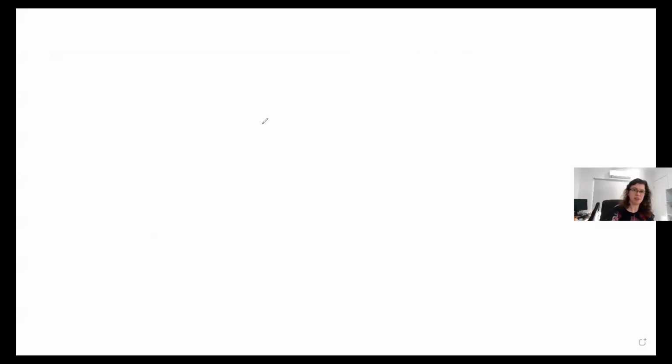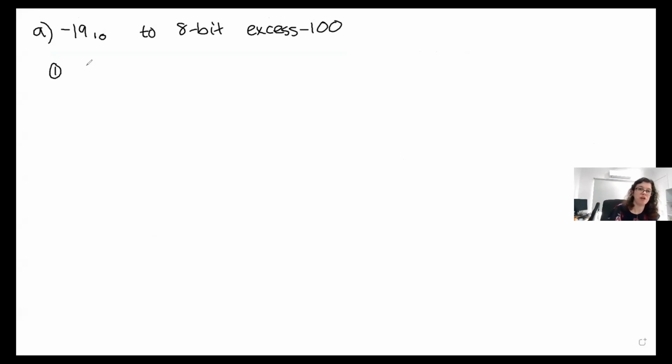All right, so our first question is to convert -19 with a base of 10, so decimal -19, to an 8-bit XS 100 number. So step 1 is to apply a shift. When we're going from decimal to binary, we shift by plus 100 because we've got an XS 100 system. So that gives us 81. And then we convert 81 to binary.